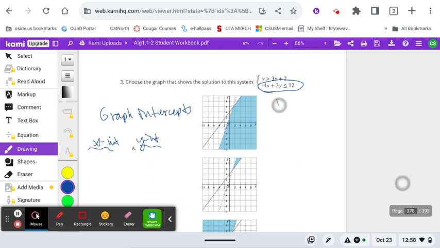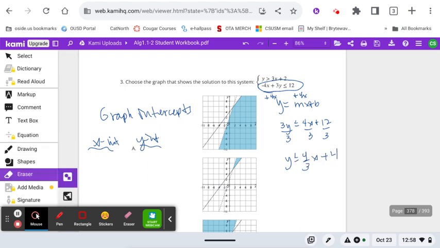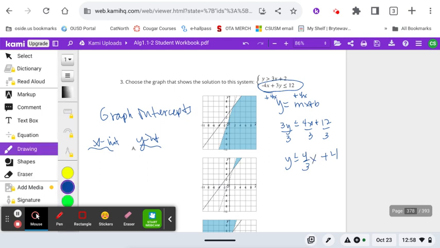Or would you rather put it into y equals mx plus b format by adding the x's and dividing by 3? So you've got to figure out which one of these two methods is more your style in order to be able to choose the correct graph.